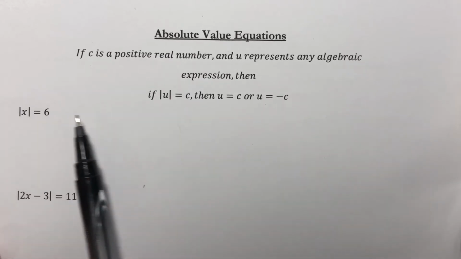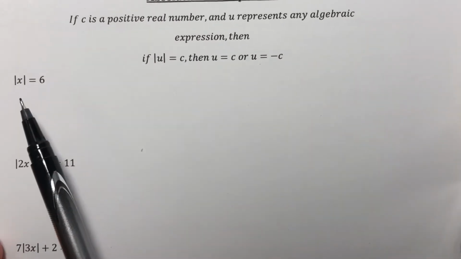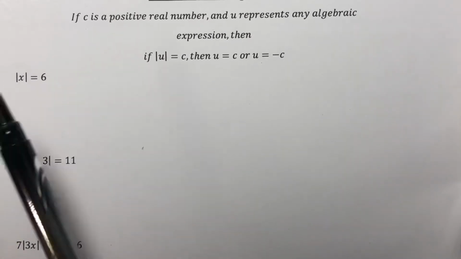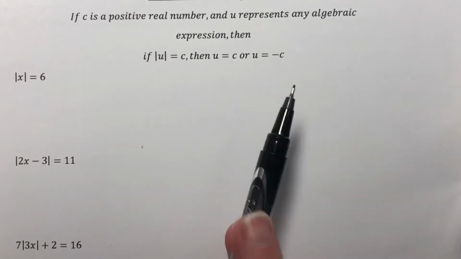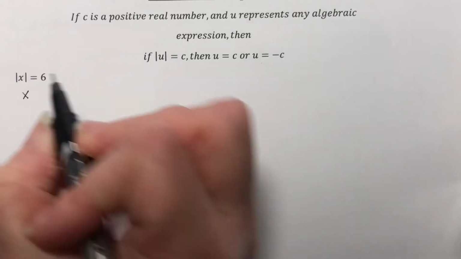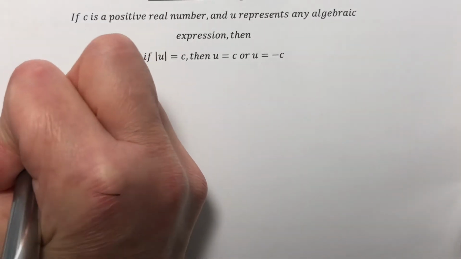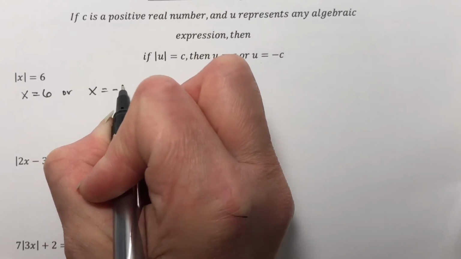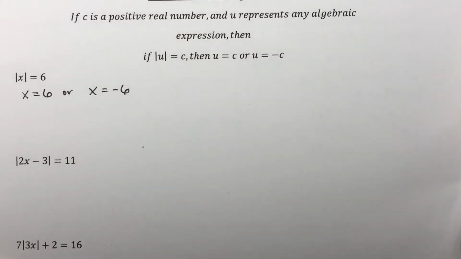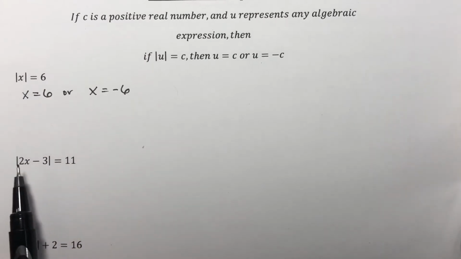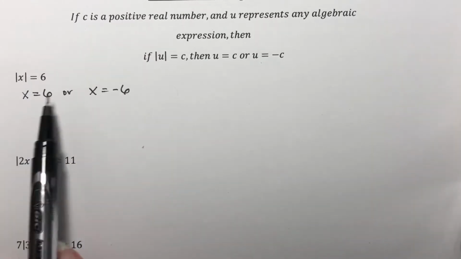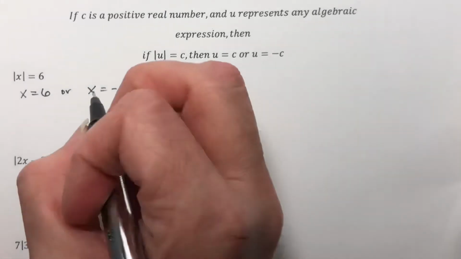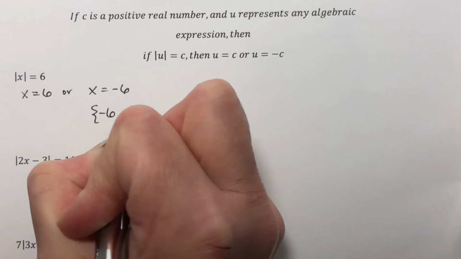Okay? Simple example first. The absolute value of x is equal to 6. 6 is a positive real number. What this property says is that we take what's inside the absolute value, which is just x, and set it equal to 6, or x is equal to negative 6. Now, if this were more complicated than just an x, we would have algebra problems to solve from here and here. But in this case, we get our two answers directly. Our two answers are negative 6 and positive 6.